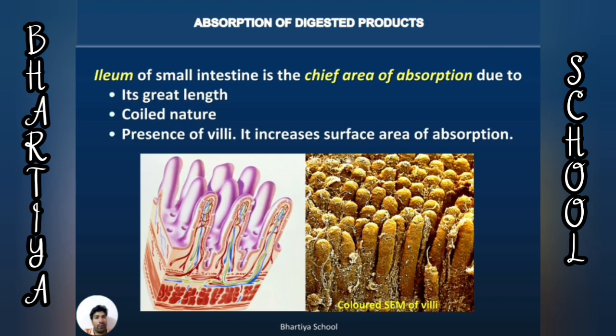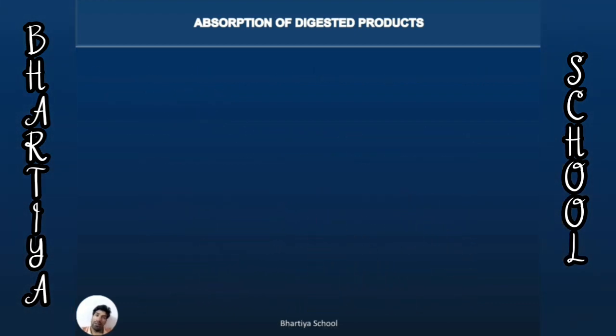As the absorption of food is carried out mainly in the small intestine, the ileum is the chief area for absorption of food, because the ileum is the longest, great in length and highly coiled, and because of the high number of villi present in the ileum region, which increases the surface area for absorption. So here the villi number is increased, so the absorption of food is increased in this region.